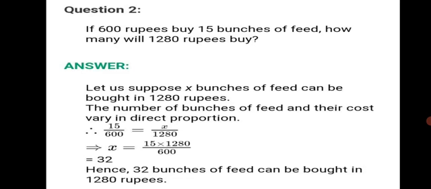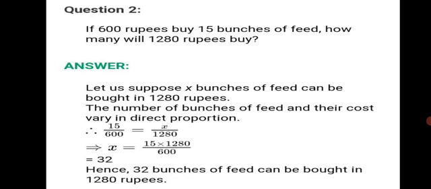Now we don't know how much 1280 rupees will buy, so we have to assume it to be x. So your answer: let us suppose x bunches of feed can be bought in 1280 rupees. The number of bunches of feed and their cost vary in direct proportion.